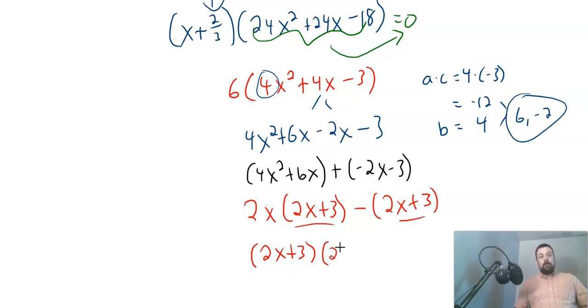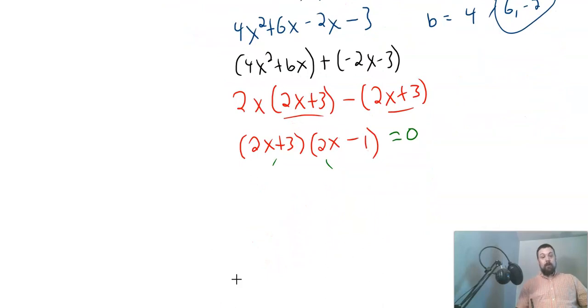And what's left over here is 2x minus 1. So now I have this factored. Again, we're trying to find when this is equal to 0. And now that you have it factored, all you have to do is set each factor equal to 0, and then you can solve. So we get 2x plus 3 equals 0, 2x minus 1 equals 0. Solve for x in each case.